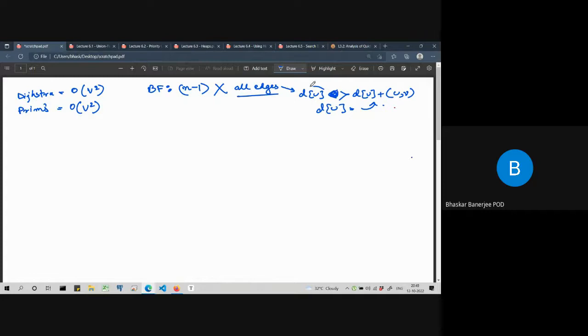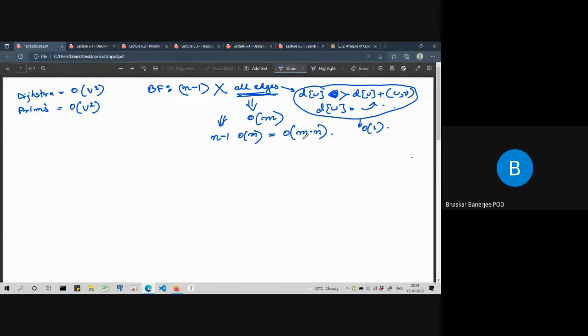Now this thing is order 1 time work, constant work. But you do that for all the edges, so that is order e time. Here I think the convention is m, so order m time. So the final result is n-1 into order m, or if I just write it in the whole thing, order of m into n. So this is your Bellman-Ford algorithm.